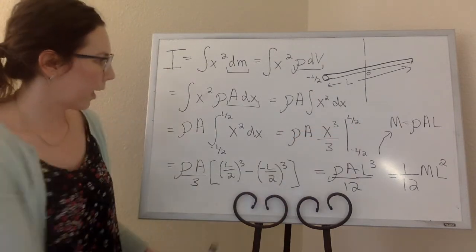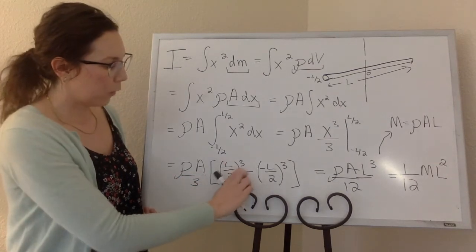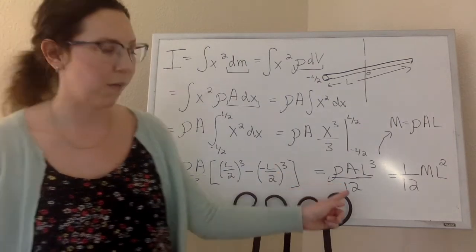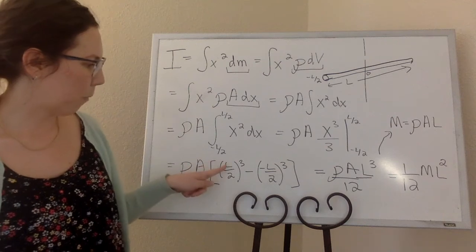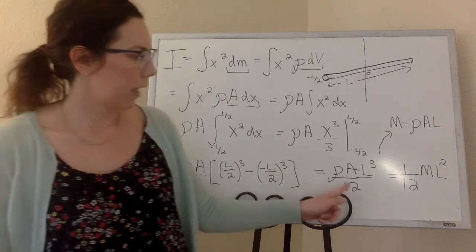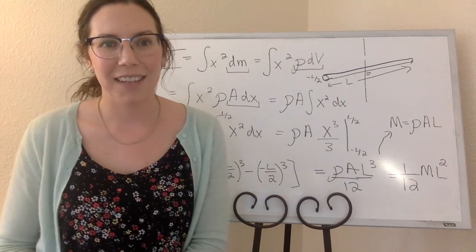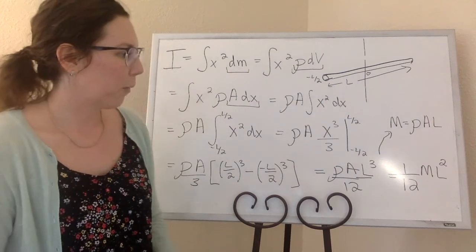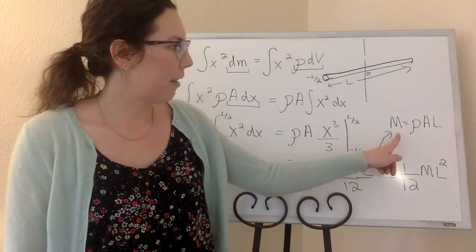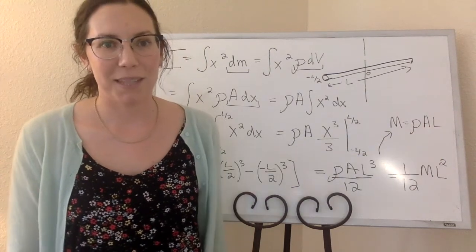At that point we can plug in, so rho A over 3, I pulled out the 1/3, and then (L over 2) cubed minus (negative L over 2) cubed. You can check, this will give you a factor of 1 over 12, because we'll have 1 over 8 plus 1 over 8, that's a quarter, and then times a third. So we get that 1 over 12 there. So we're at rho A L cubed over 12. We can further replace that density times area, going back to what we did at the beginning. Mass is density times area times the length, since this is volume here, area times length.